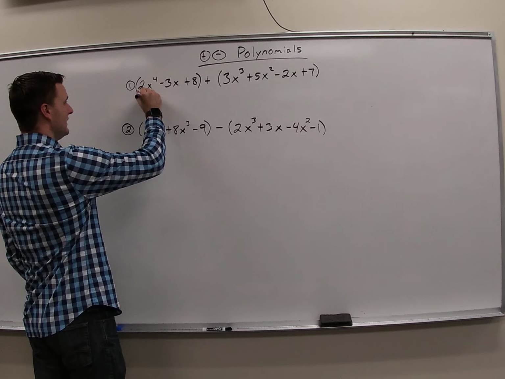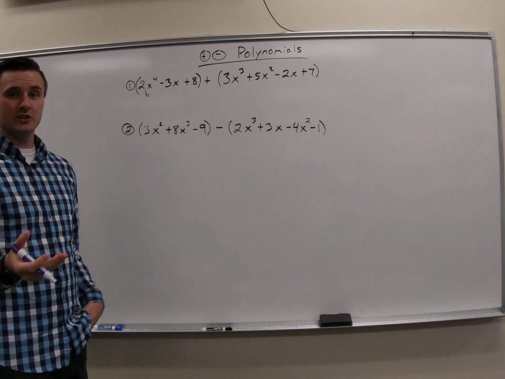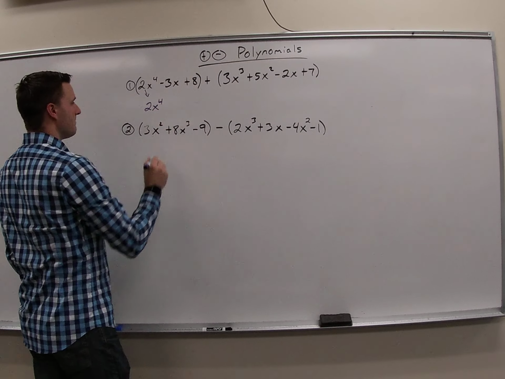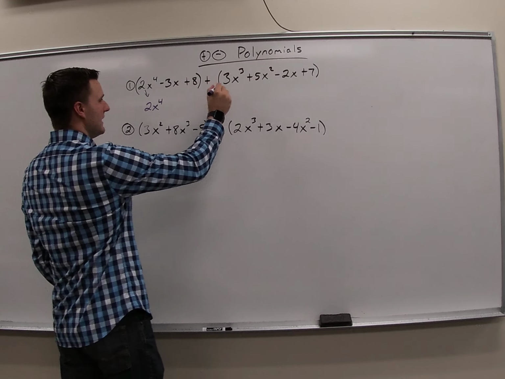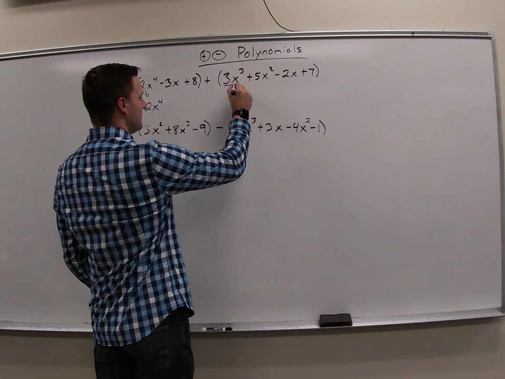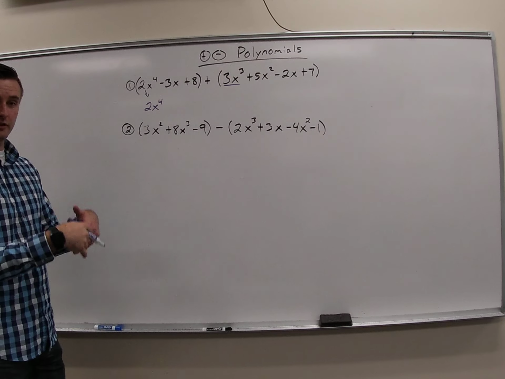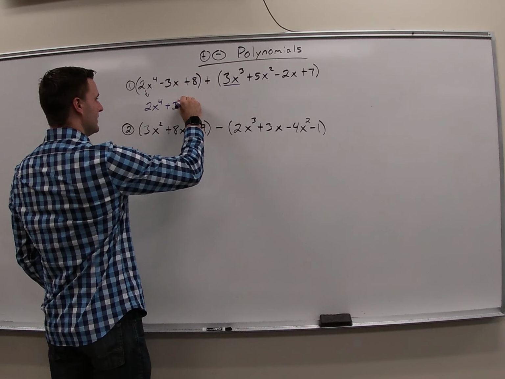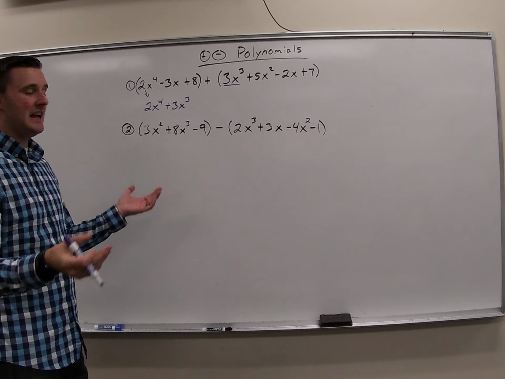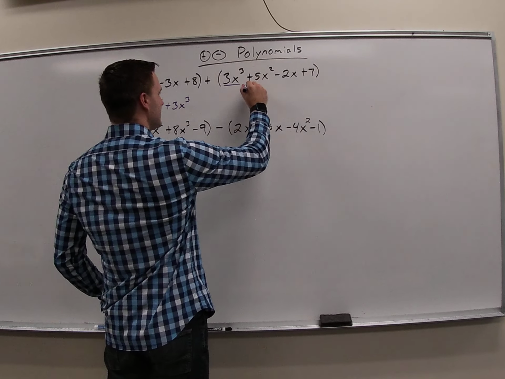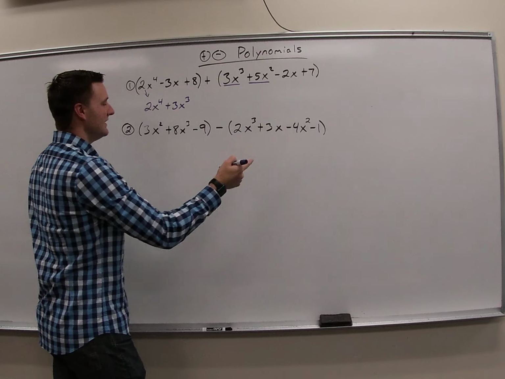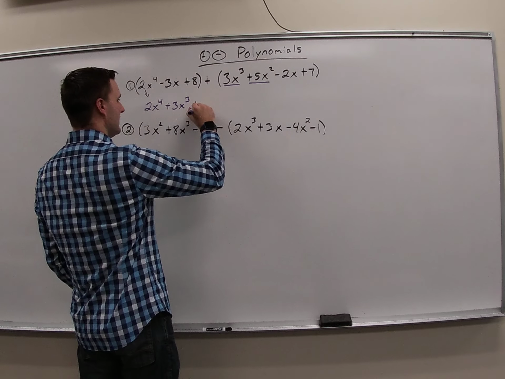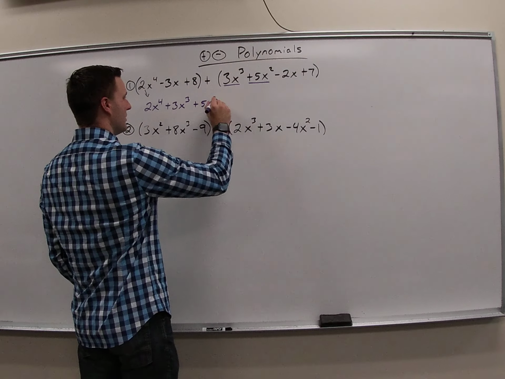Now this x to the fourth has no other x to the fourth to be combined with, so we're just going to rewrite this. We're going to write this as 2x to the fourth. Now this x to the third would be next, but again, there's no other x to the third, so we're going to write, it's positive, so plus 3x to the third. Now we would need x squared next. Notice how we have this x squared that again doesn't have any other x squared between the two parentheses, so we're going to write plus 5x squared.